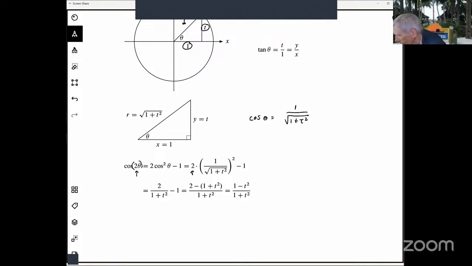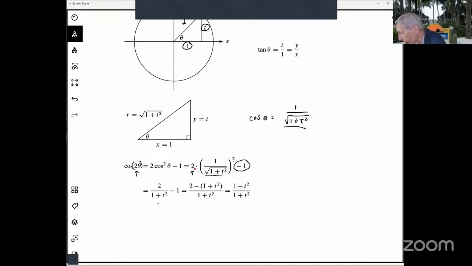The cosine of theta we have right here. I've got to square that, and don't forget the -1 on the end. And here I think there's a little bit of simplification that I can do. Let's see, I squared this out, so the square of the square root, I've got a 1 plus t squared down there in the denominator.